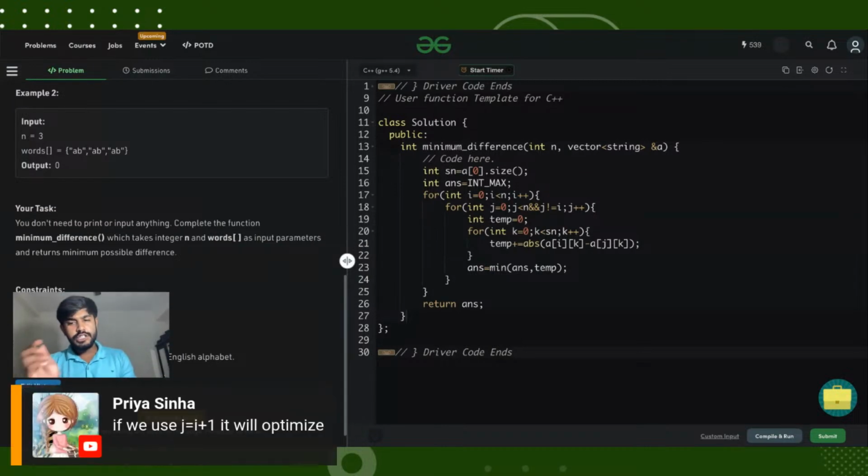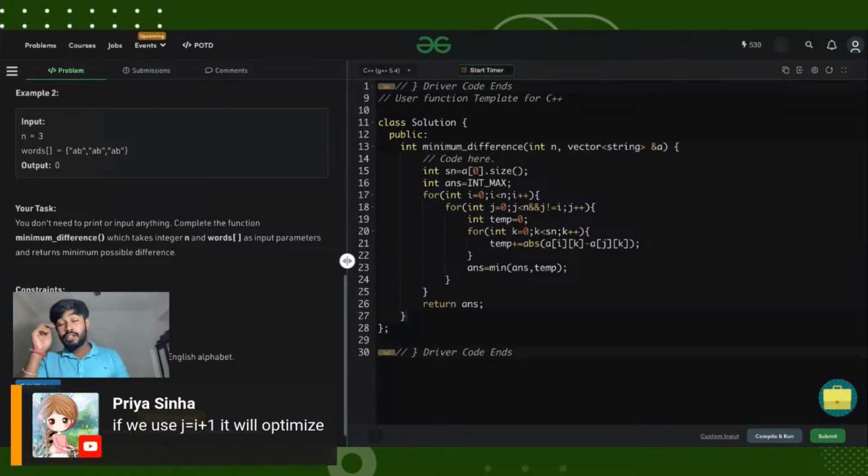Yes, this one would be a very small optimization you can involve in this: j equals i plus 1. But this is not the completely optimized one. This is a very small optimization that can be done. Quickly give me a quick one if this thing is clear.